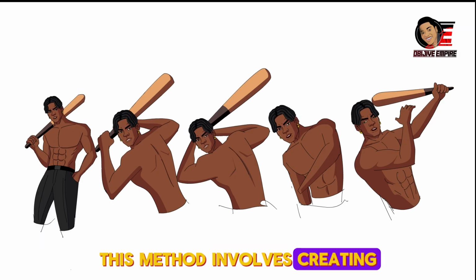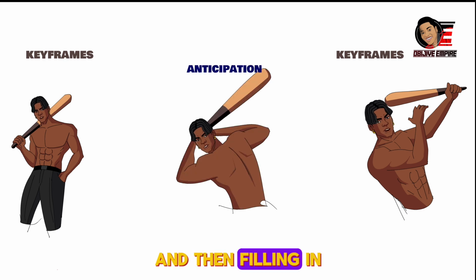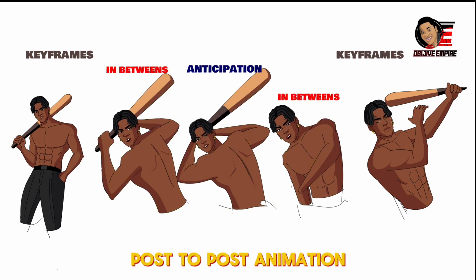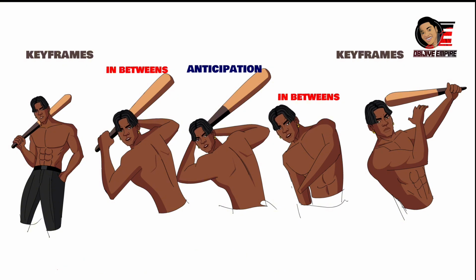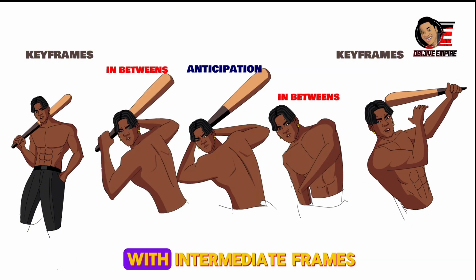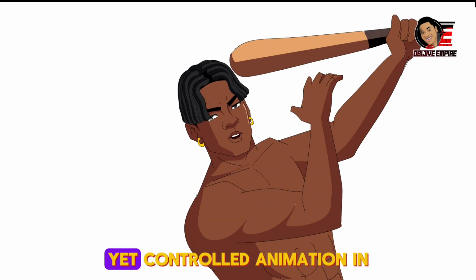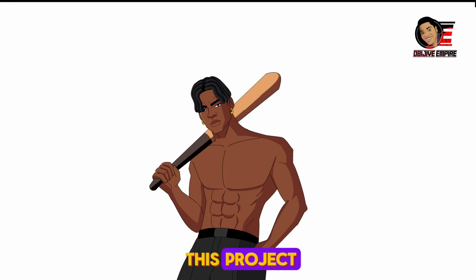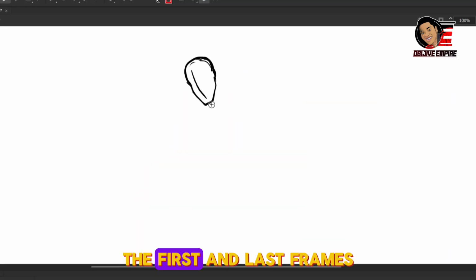This method involves creating key poses or main positions first, called keyframes, and then filling in the in-between frames. Pose-to-pose animation is ideal for more controlled and precise animation. It's like setting up important checkpoints in your animation and then connecting them with intermediate frames. By combining both methods, we'll achieve a dynamic yet controlled animation in this project. With this in mind, let's start by drawing the first two frames, the first and last frames.